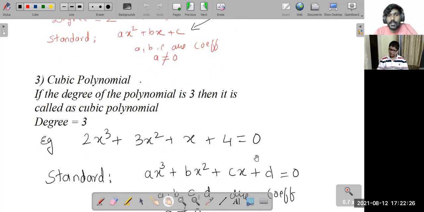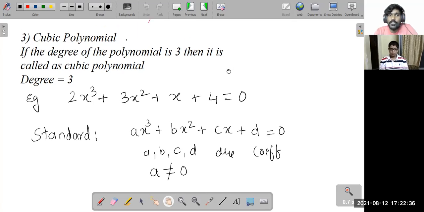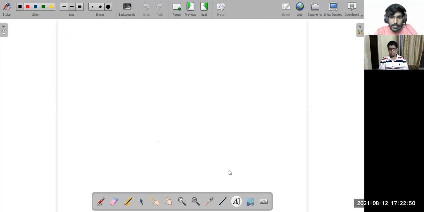What do you mean by descending order? From top to bottom, high to low. Yes, from a bigger number to smaller number. So if the powers of the variable are in descending order, then it will be called as standard form. Okay, so I'll just write the definition for you.